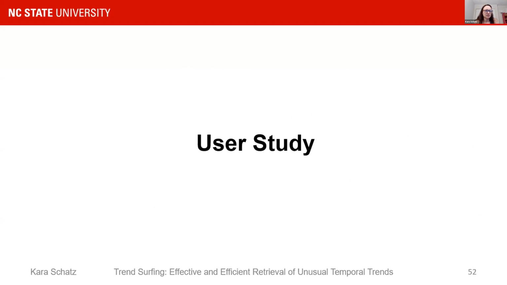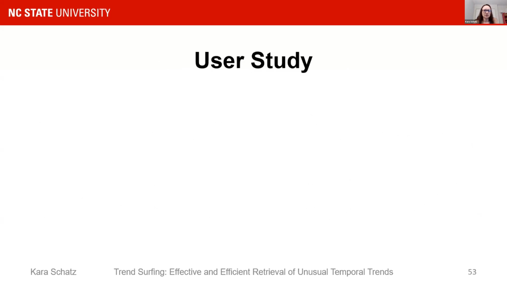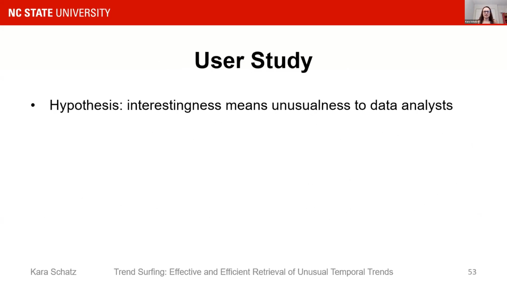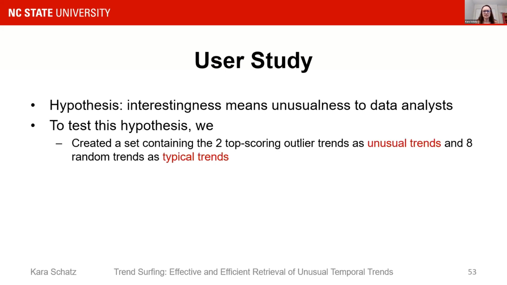Finally, the last test we did for our approach is a user study so that we could see how our approach could actually help users in their navigation of the search space of temporal trends. First, our first user study explored the hypothesis that there's a correlation between a trend's interestingness and its unusualness. This just implies that the unusual trends returned by our approach are actually the ones that data analysts are interested in.